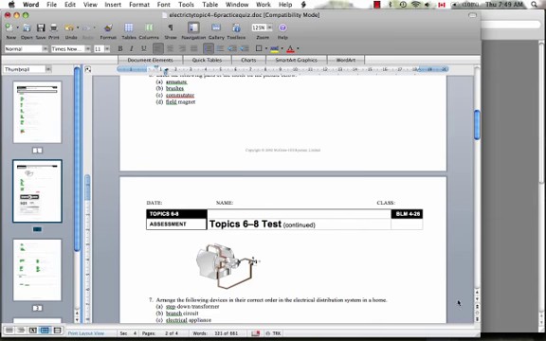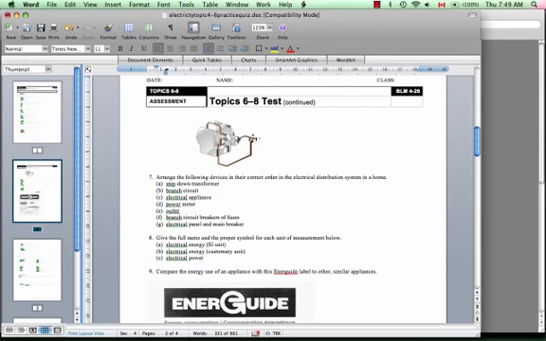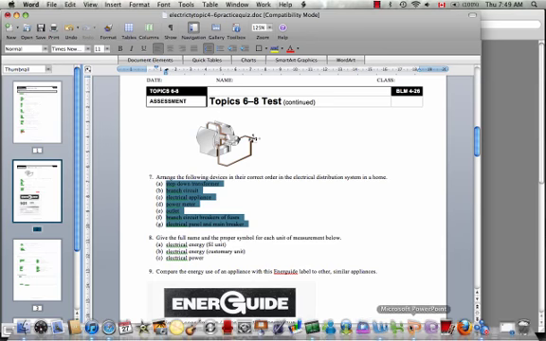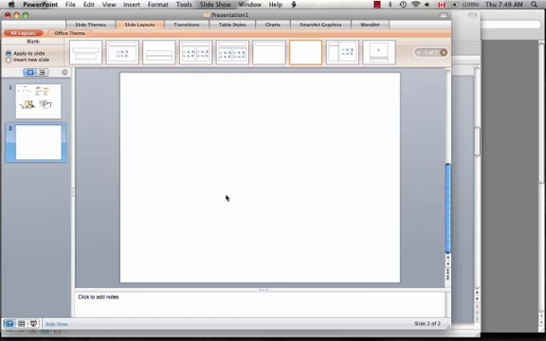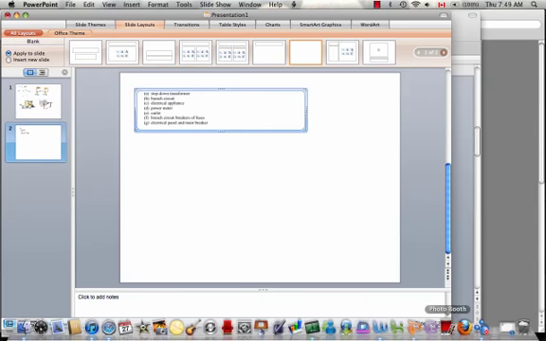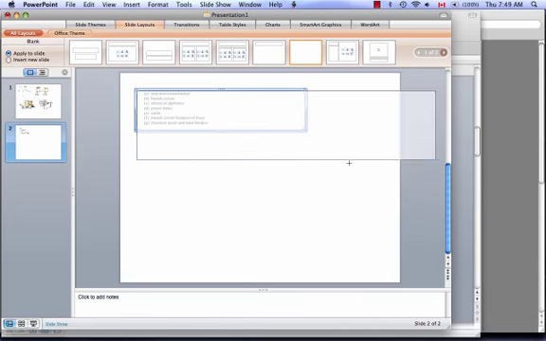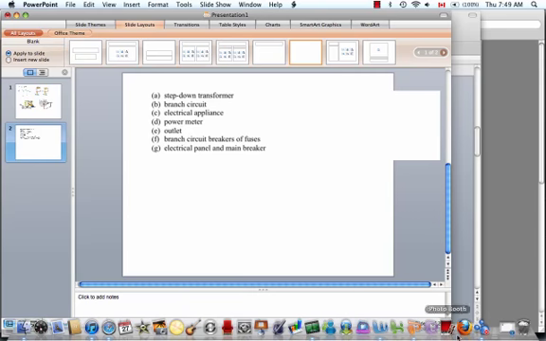Next, it wants us to arrange the following in order of electrical distribution into the home. So let's copy that. Let's go to our PowerPoint. Let's add a new slide. And let's get a picture to help us. So step down transformer, branch circuit, electrical appliance, power meter, outlet, breaker with fuses, electrical main breaker.